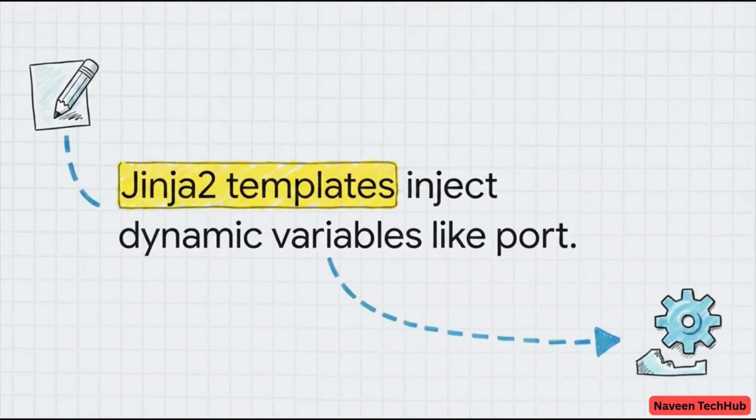Next up, we have Jinja2 templates. This right here is exactly how we avoid hard coding values. By defining our application port as a dynamic variable inside those double curly braces, this exact same template file can deploy port 8080 for your dev team and port 80 for production. One file, multiple environments. It's a massive time saver for sure.